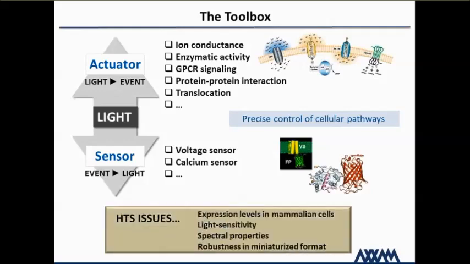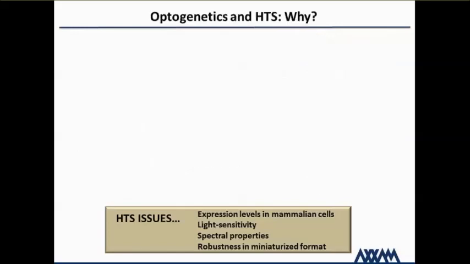Some considerations should be made when using optogenetic tools in HTS. First of all, a good expression level might be difficult to obtain, as many of these optogenetic tools derive from unicellular organisms. Then your optical tool should have good light sensitivity, as many HTS readers have very weak light sources. And then the spectral properties of your tool should fit the optics of your HTS reader. And finally, everything should be robust and miniaturizable.